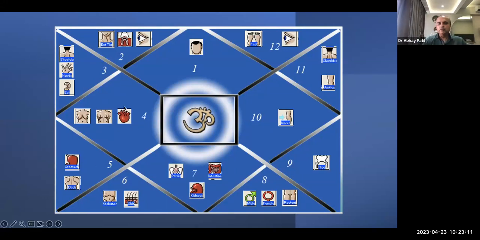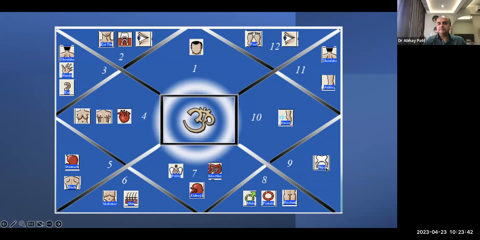So like I told you, 4th house is your mother, is your house of comforts. 5th house is your children. 6th house is your uncles, or your enemies. 7th house is your spouse, is your partner. So it is your pelvis, intestines, kidneys. 8th house is house of secrets. So it is your sexual organs, male, female, rectum.